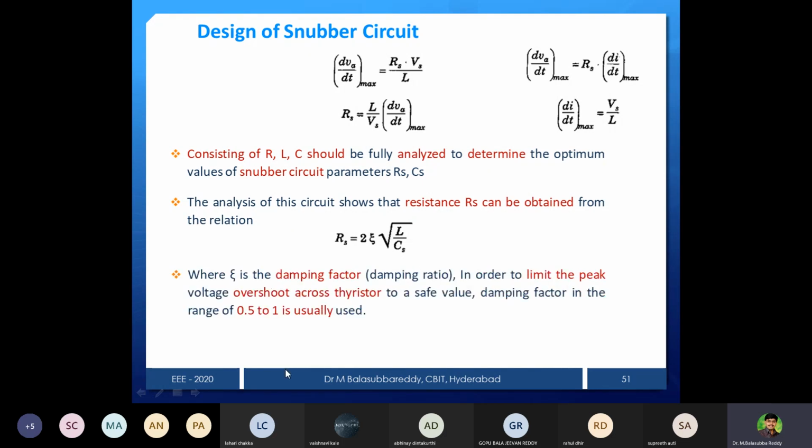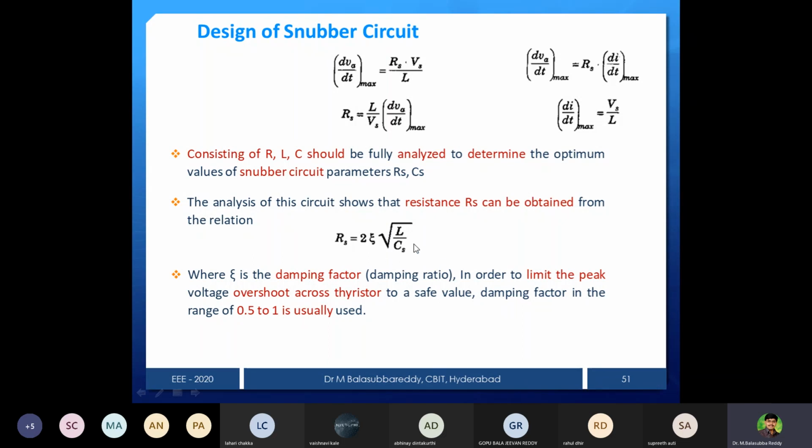The delta is a damping factor. The range is 0.5 to 1. In between, any value you can take it. Accordingly, we'll get it as Rs. That Rs will give us a more accurate result when compared to the previous formula. So now if I know Rs, you can easily find what is the Cs.